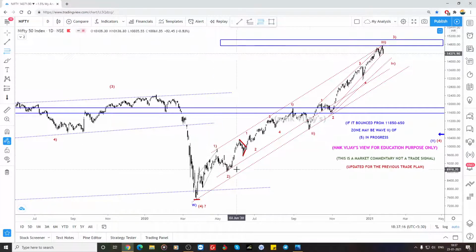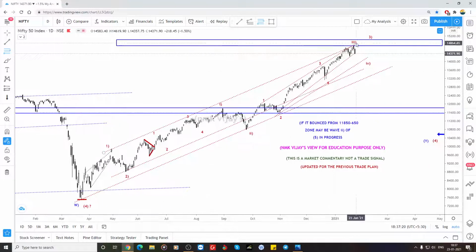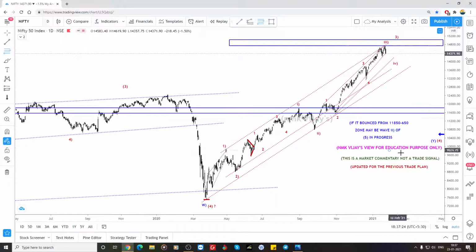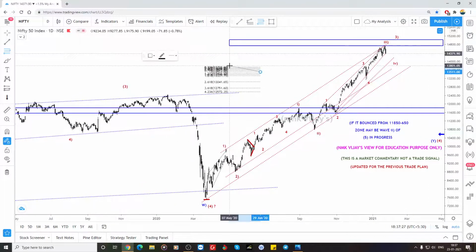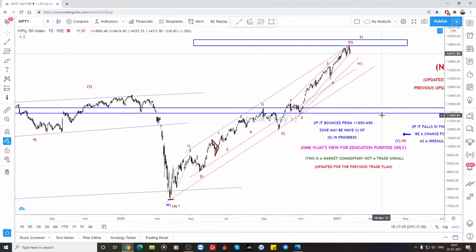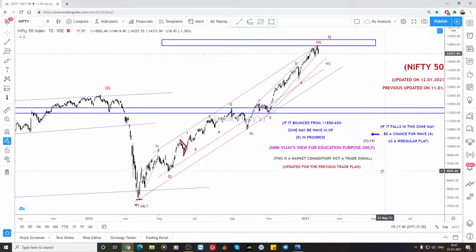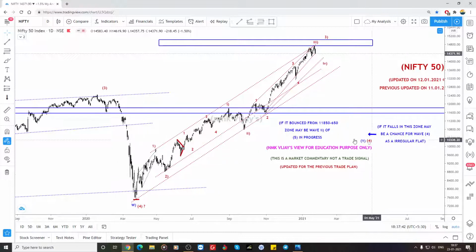In that case, this is A, B, and C is a W, X, A, B, and C ended here, meaning it is a strong rejection. It will come to this zone in the 10,000 range. Mind that this is one alternative view. If the third wave has ended here, the fourth is still alive in that irregular flat, it may reach the 10,000 zone. That is why I have already marked it here. In that case, this is A, B, C as a W, and this is the X.